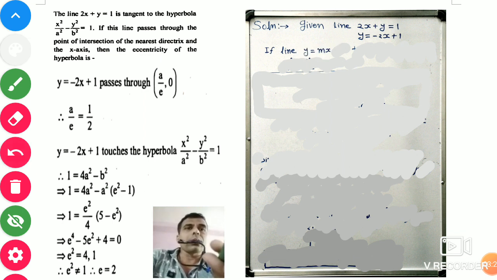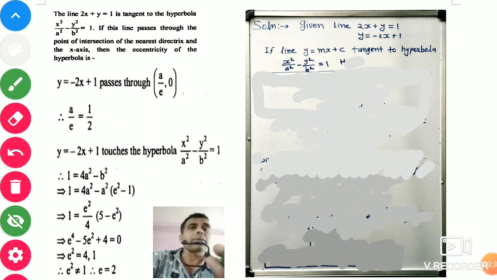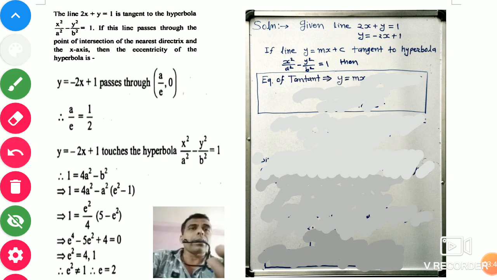Now one important formula of hyperbola is that if the line y is equal to mx plus c is tangent to the hyperbola, this general hyperbola x square upon a square minus y square upon b square is equal to 1, then what is the formula? We can write the equation of tangent as y is equal to mx plus minus square root of a square m square minus b square.